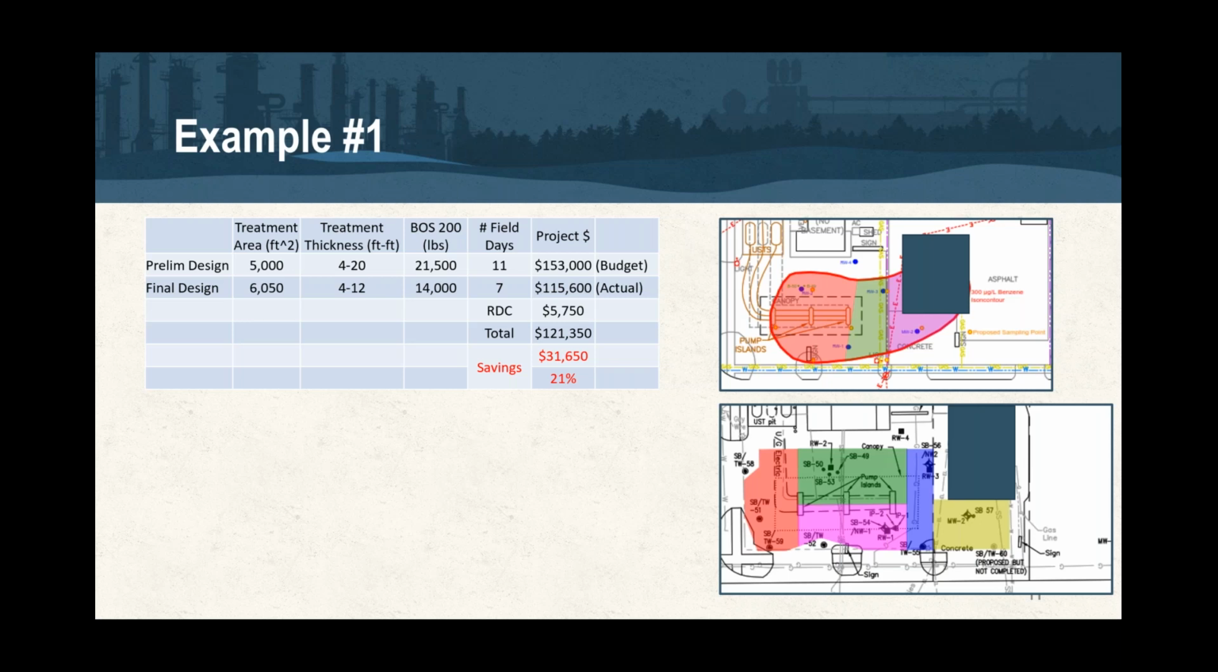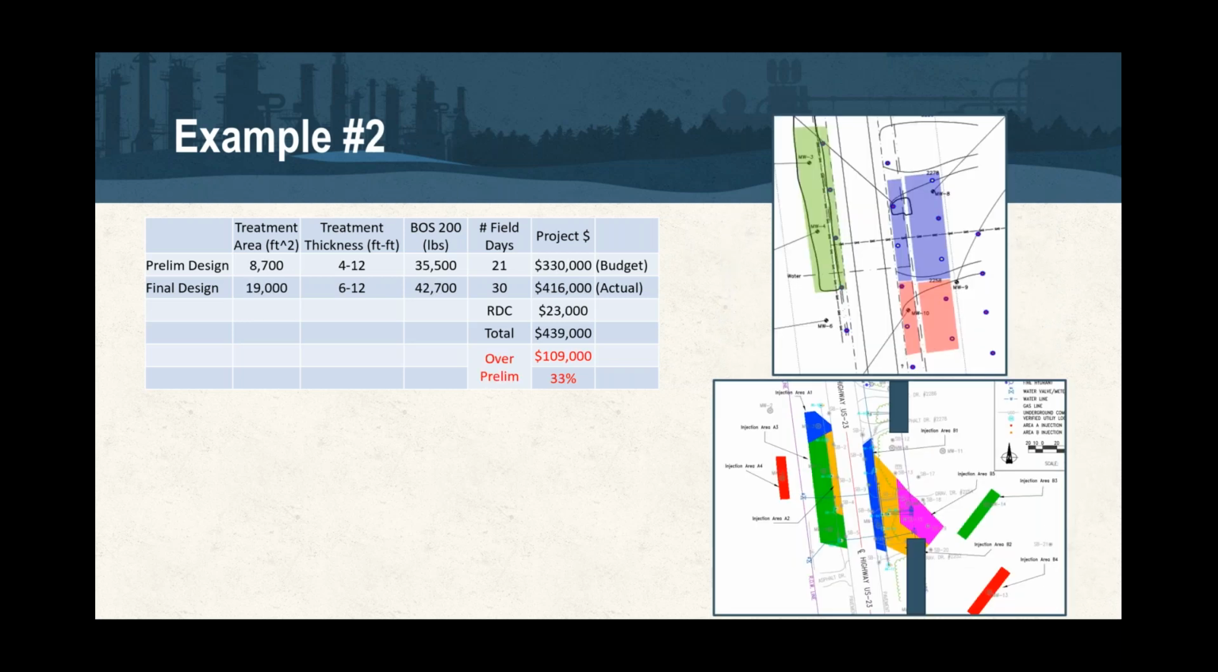And then the optimized final design, even though it came in at a larger footprint, we were able to trim down the vertical thickness. We were able to optimize where the product went, and that ended up saving product as well as field time. And when you add up the final design, the RDC, we come in at a little over $121,000, so $31,000 in savings for this project. We'll contrast that with slightly different situations.